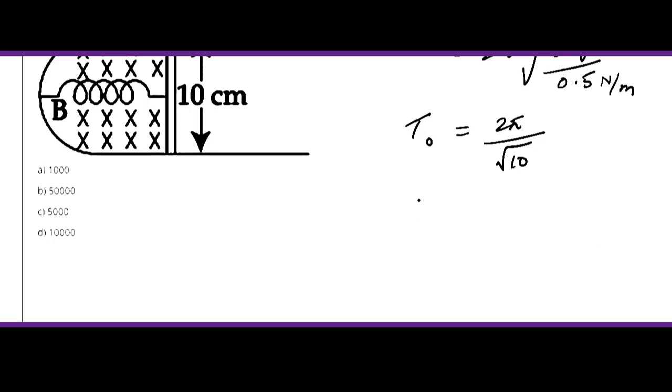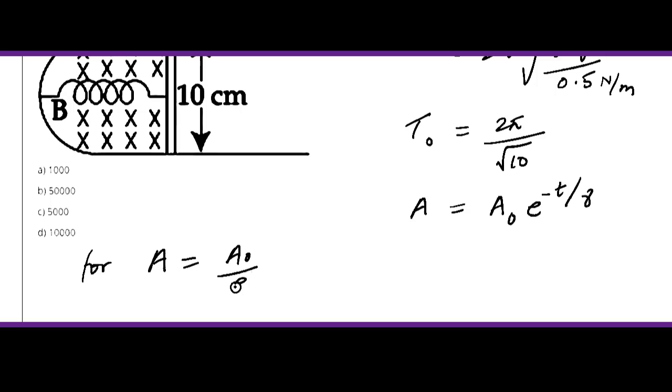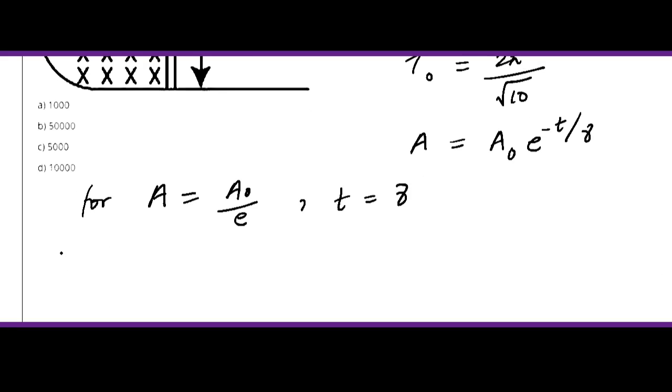Now we already know the equation which relates the amplitudes, A is equal to A naught times e raised to minus t upon gamma. This is the relation. Now, for A is equal to A naught upon e, the t value is gamma. That is what it means. Let me write down here. For the amplitude A equal to A naught over e, the t value should be equal to gamma.